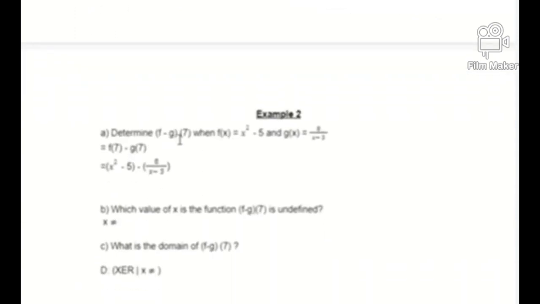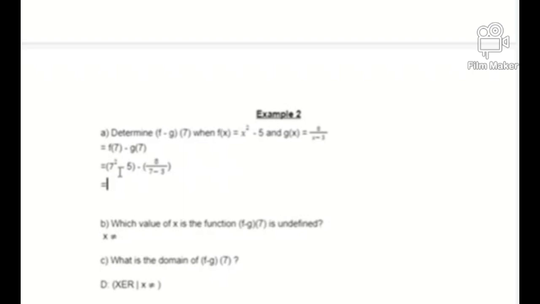Determine f minus g of 7 when f of x is equal to x squared minus 5 and g of x is equal to 8 over x minus 3. So basically, you could just think of this as f of 7 minus g of 7. What you want to do here is just plug in the 7 for the x coordinates.